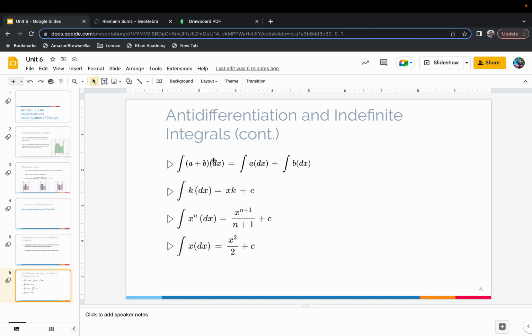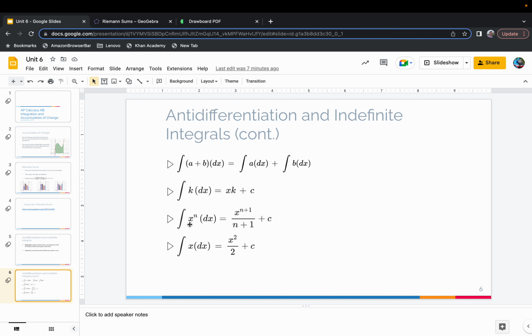Now these are your simple rules. You're going to have to learn them. They're going to come in handy. The same way when you take the derivative of something, if you had x squared plus 2, you could take the derivative of x squared plus the derivative of 2. And this way, the integral of a plus b is the integral of a plus the integral of b. If you have a constant number, the integral of that is going to be x times that constant.